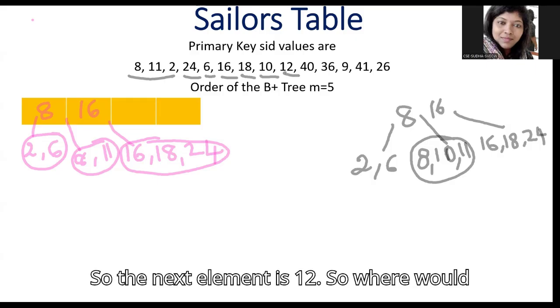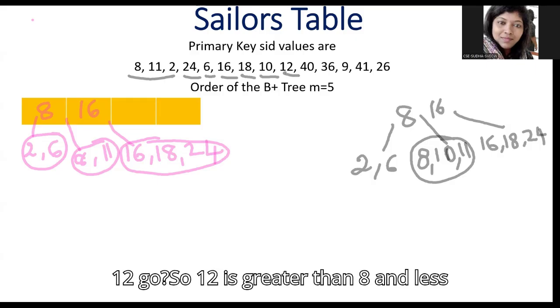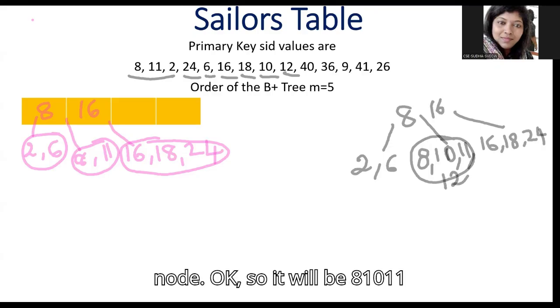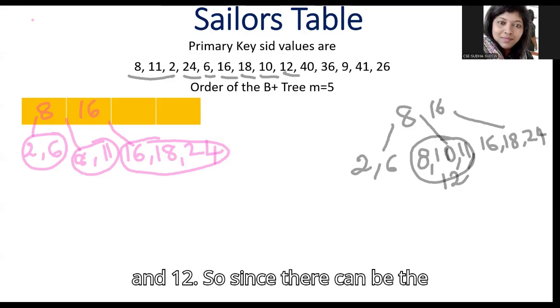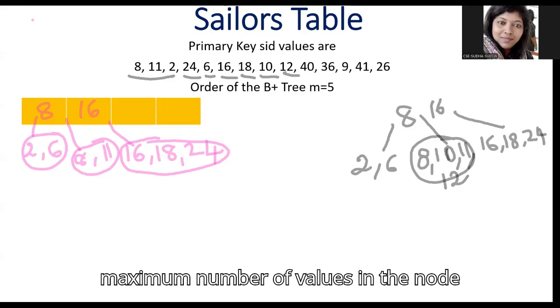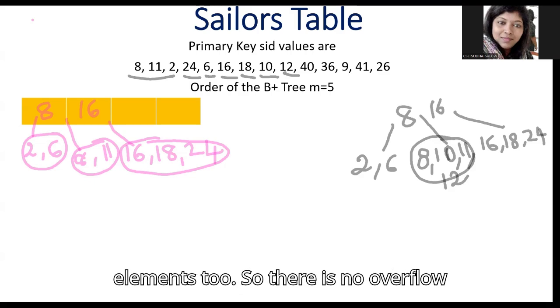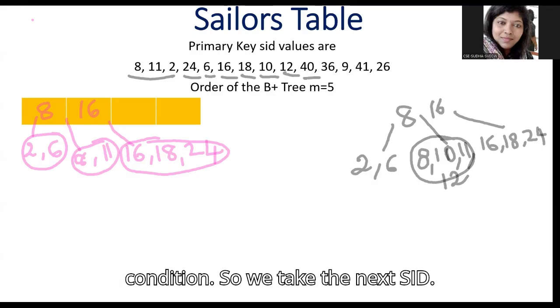The next element is 12. So where does 12 go? 12 is greater than 8 and less than 16. So 12 comes here in the same node. Okay. So it will be 8, 10, 11, and 12. Since the maximum number of values in the node can be 4, yes, this has 4 elements. So there is no overflow condition. So we'll take the next one.